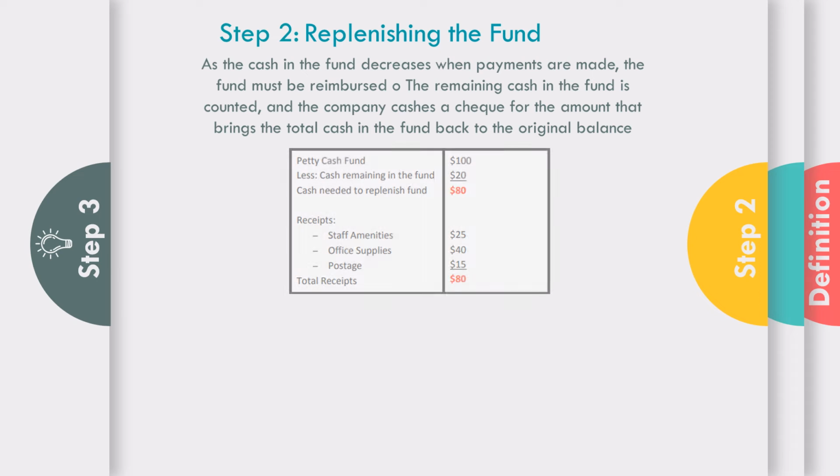Step number 2. Replenishing the fund. As the cash in the fund decreases when payments are made, the fund must be reimbursed. The remaining cash in the fund is counted, and the company cashes a check for the amount that brings the total cash in the fund back to the original balance.